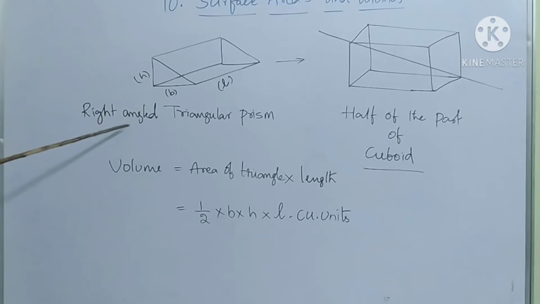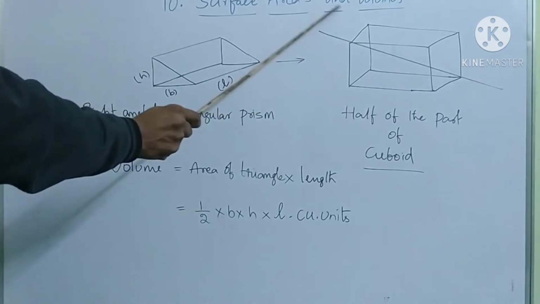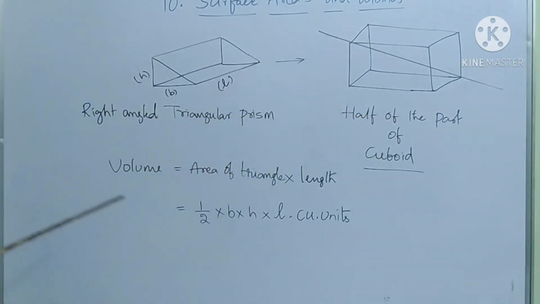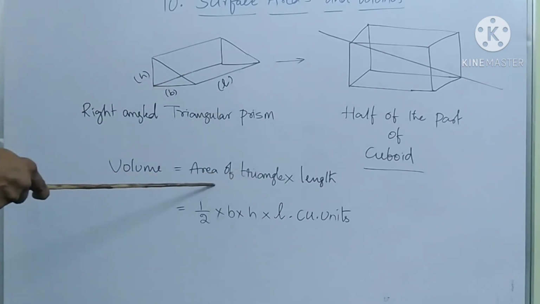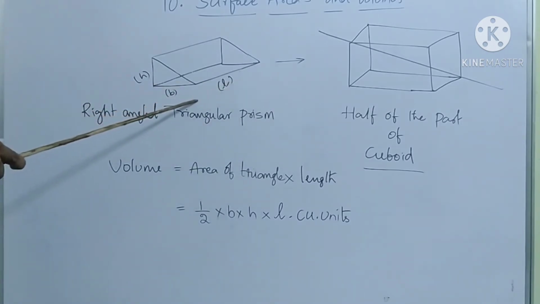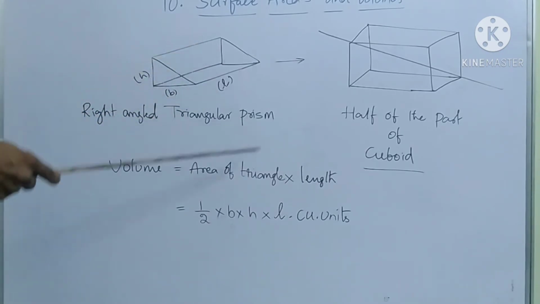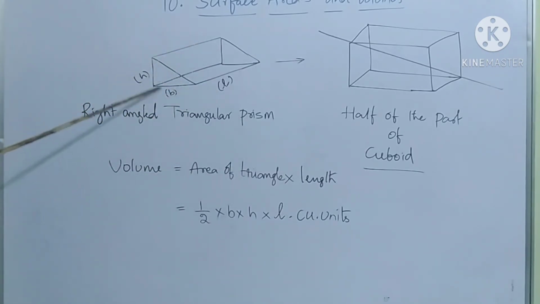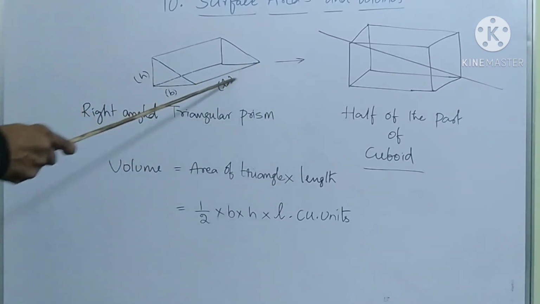So next solid is the right angled triangular prism. This is half of a cuboid, a sectioning of the cuboid. So here the volume of the right angle triangular prism is area of triangle into its length. Once again I repeat, volume of right angle triangular prism is area of triangle, this is the area of triangle, into its length. Length is here. This is the length.